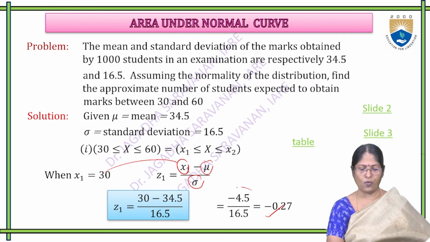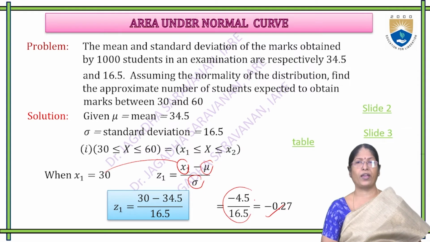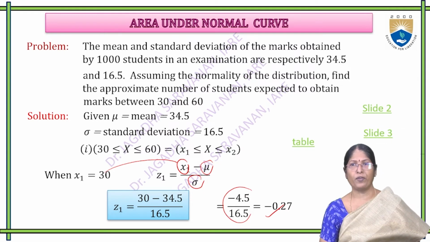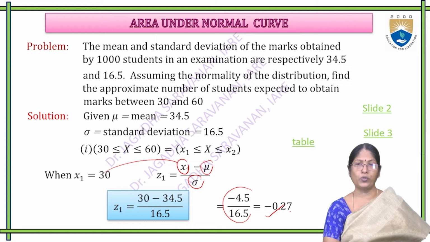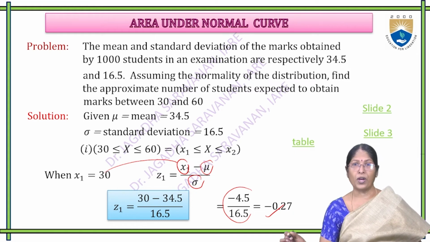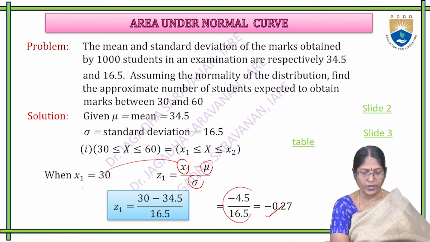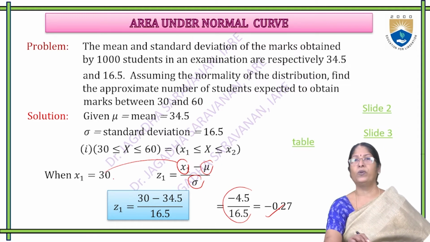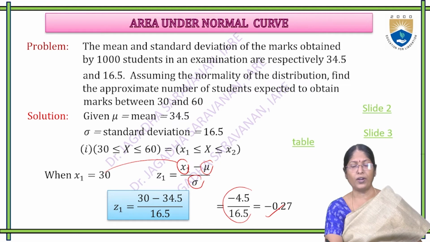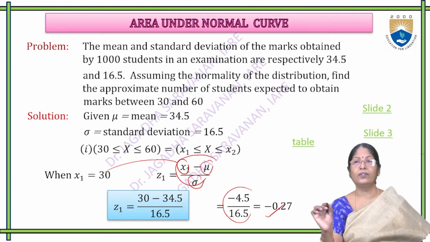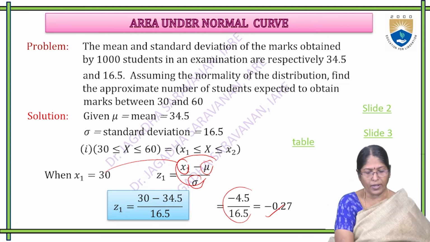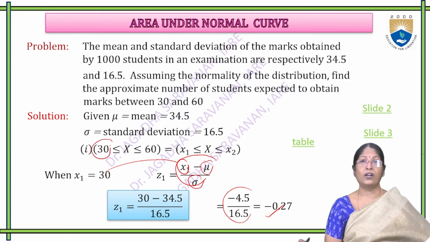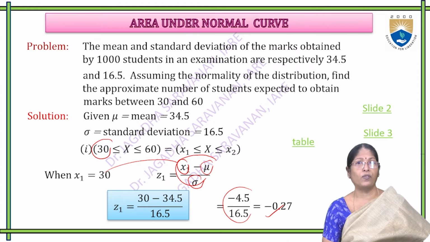That is the lowest form: 4.5 divided by 16.5 is 0.27. So we obtained minus 0.27 at the point x1 equal to 30, which is converted into z1 using this formula. So for that particular part, the 30, the work to be done is completed.